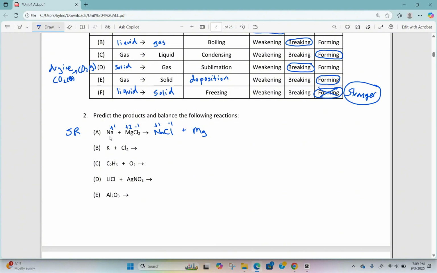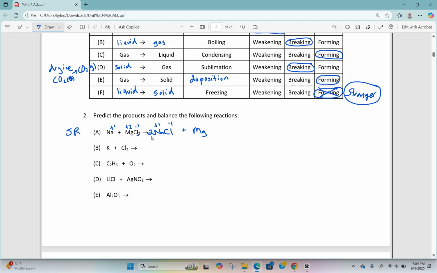So sodium, there's only one of those on the left, one sodium on the right. That's fine. Magnesium on the left and magnesium on the right, I have 1 and 1, but it's this chlorine. I have 2 chlorines on the left-hand side of the arrow, which means I need to have 2 on the right. The only thing I can do is add a coefficient. I cannot add a subscript. The subscript comes from your charge balancing.